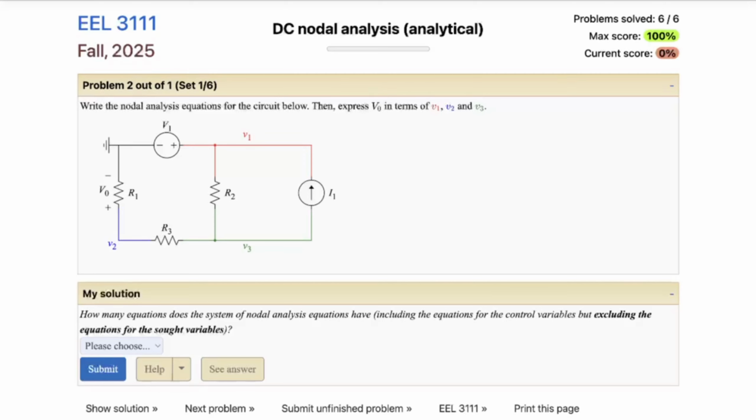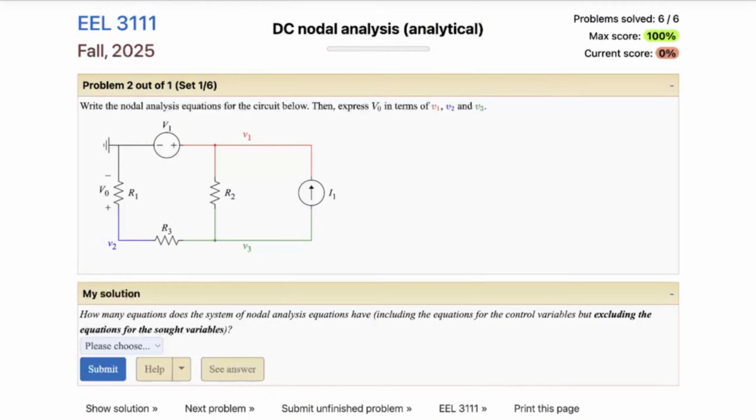Hello. This is an example of a DC nodal analysis analytical problem of level 0. So let's get started. Overlooking the circuit, we have a total of 4 nodes, and I don't see any control variables, but we have a reference node on the top left, and then 3 labeled potentials at V1, V2, and V3.